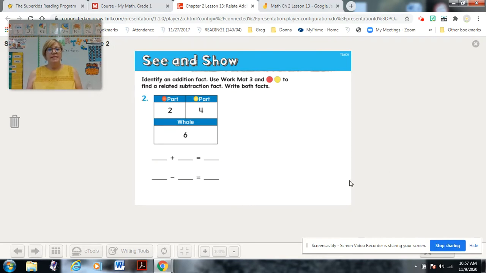Now, identify an addition fact. That means they want us to look at this and find one. And then use the mat, if you need to, to find a related subtraction fact. And then write both facts. So why don't you pause and print your addition number sentence, come back and check it, and then we'll talk about what to do next. So pause now and just do the addition number sentence.